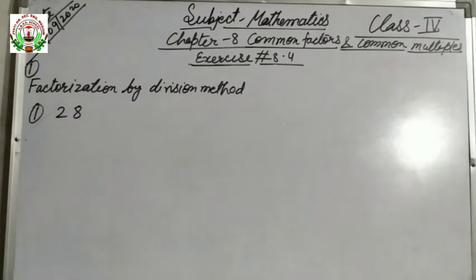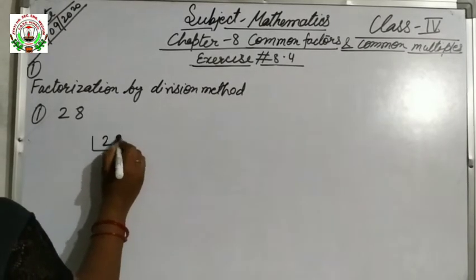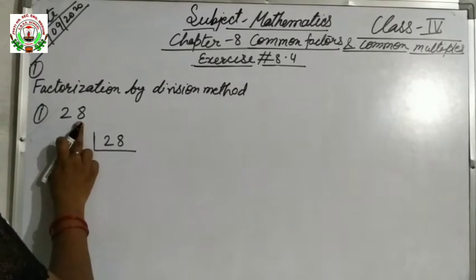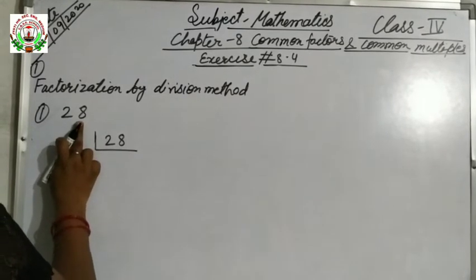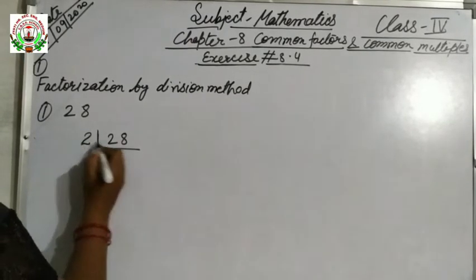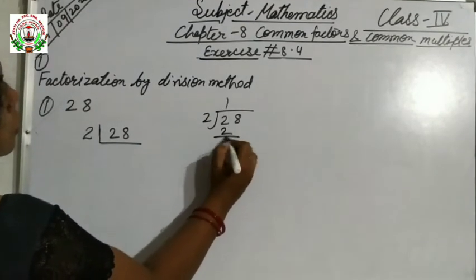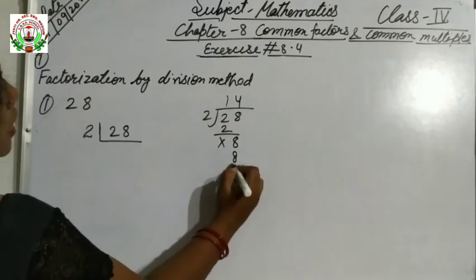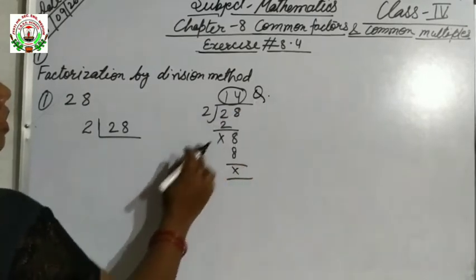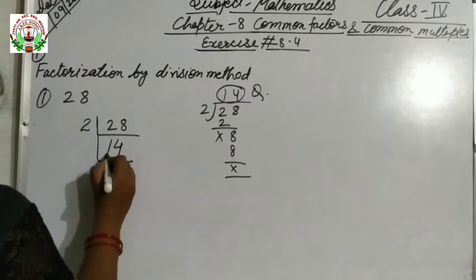The question is 28. So first we will write this 28. Now we see it is an even number. Earlier we have studied in divisibility that if it is an even number, then it is divisible by 2. So we will divide it by 2. When we divide 28 by 2, 2 ones are 2, then 2 fours are 8. Understood? So this 14 is the quotient. You will write this quotient here.